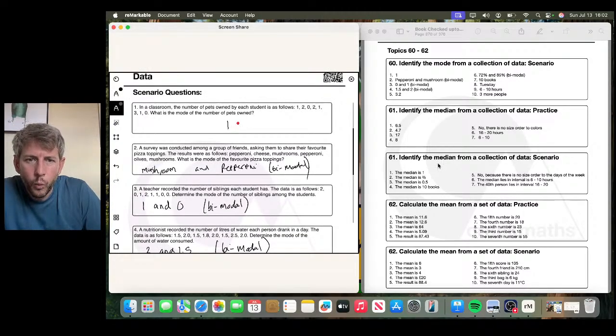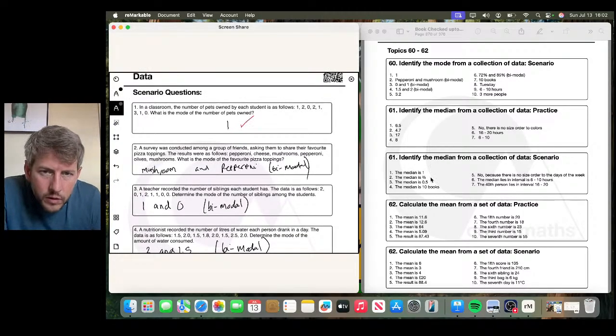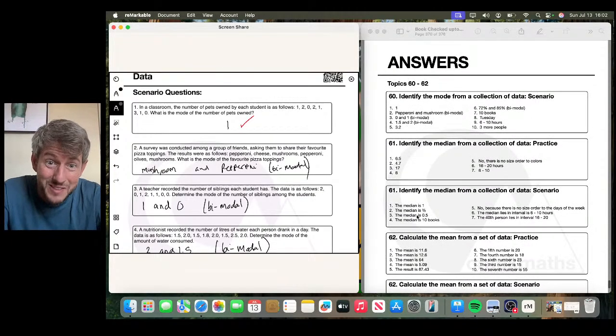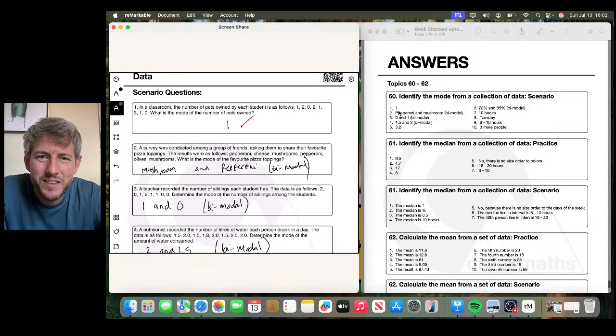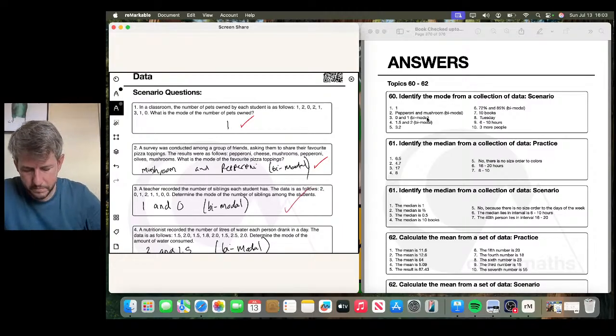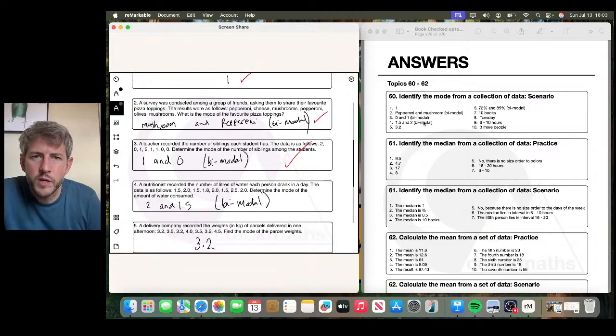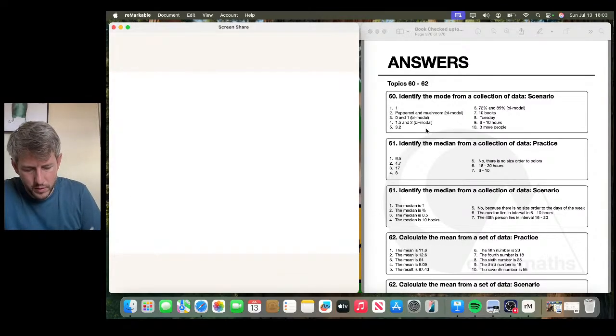We've got 1, 2/3. Oh no, that's for 60. Here we go, that was lucky. That was for the median. So 1, mushroom and pepperoni. Mushroom and 0 and 1, yep. 2 and 1.5. 3.2.